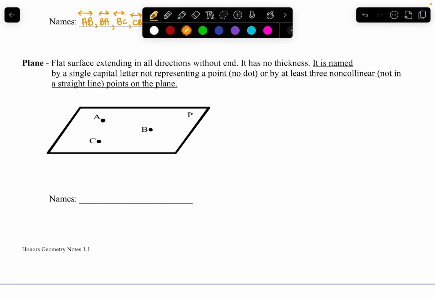Okay. Planes do not have a thickness. So again, even though that sheet of paper that I referenced a second ago does have some thickness to it, it's not a lot, but planes don't have a thickness, okay?